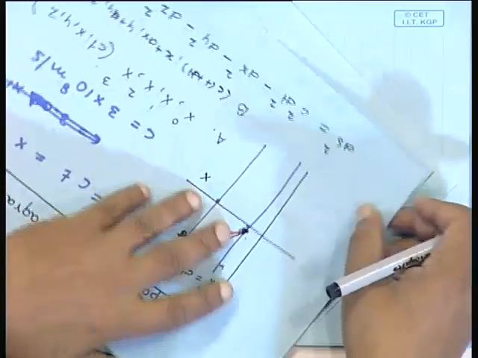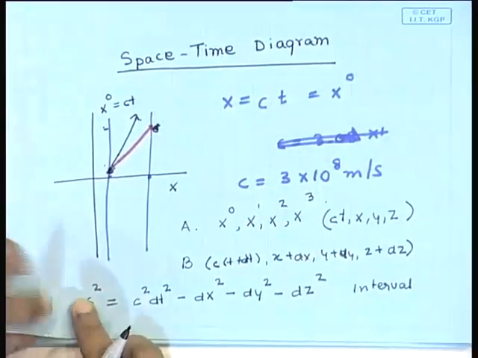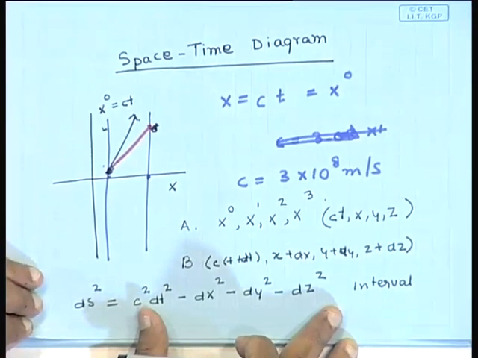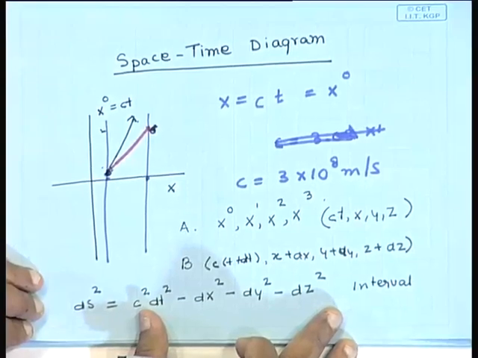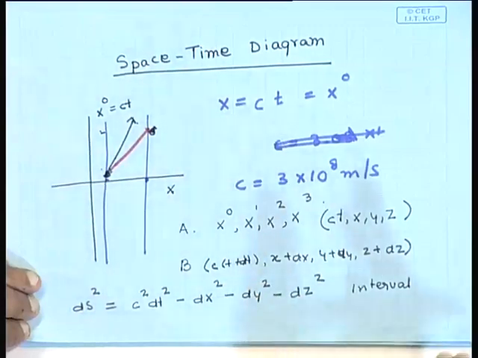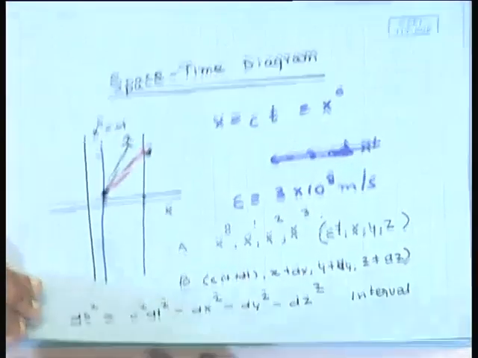So the point that I have made is that in this 4-dimensional space-time, we have this interval, which is somewhat analogous to the length in this 3-dimensional space. It is an invariant, and its value doesn't change from one coordinate system to another. Now, this is as far as Einstein's special theory of relativity is concerned.